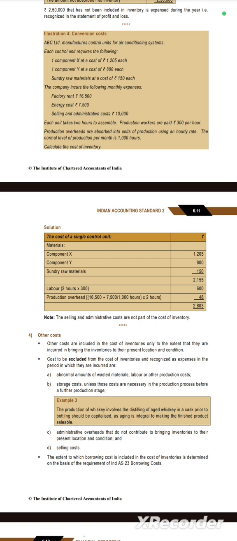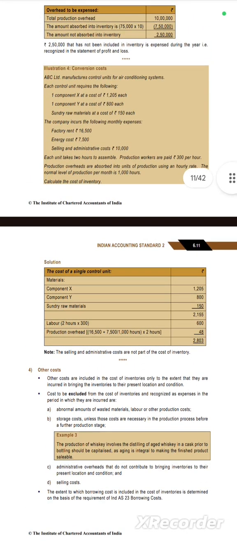Then there is one more example about the conversion cost. For the conversion cost, we have to add the direct material, labor, other cost and fixed and variable overhead costs. In this question, first it is given about the raw material: one component X at a cost of 1205 each, and a second component Y at a cost of 800 each, and sundry raw material at a cost of 150 each. We add these three numbers, which gives us 2155.